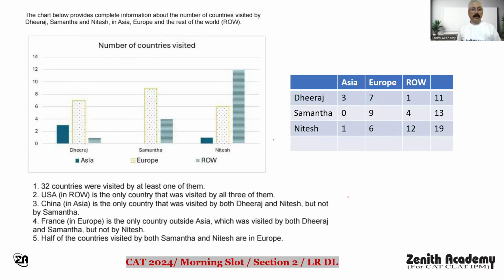So here, Dheeraj visited in Asia one place, this 7, and this is 3 and 7, and it is 1. So 3, 7, 1, total is 11. And Samantha in Asia 0, Europe is 7, and here it is 4. So 9 plus 4, total 13. And here Nitesh 1, and this is 6, and this is 12. So 1, 6, 12, total is 19. Correct.